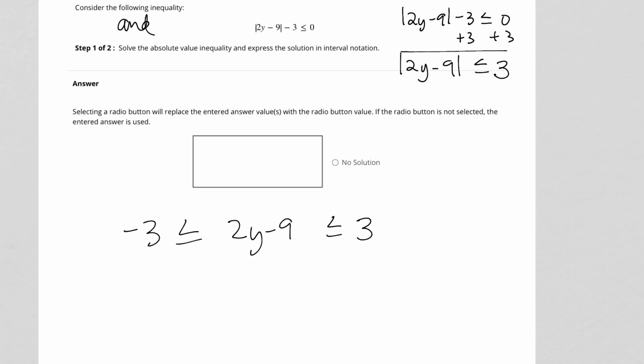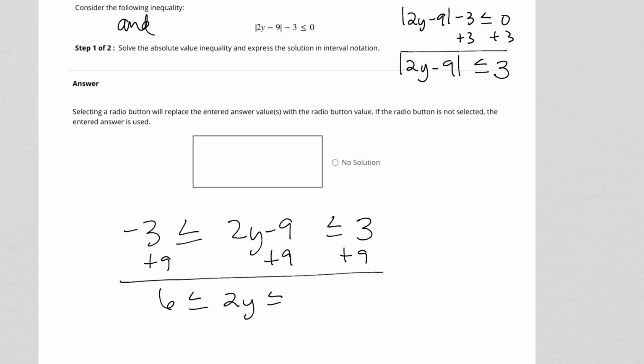I'll take those out. And I'm going to solve this by adding 9 to all 3 pieces. That gives me 6 is less than or equal to 2y is less than or equal to 12. Then I'm going to divide by 2 on all 3 pieces, which gives me 3 is less than or equal to y is less than or equal to 6, which tells me in interval notation my solution is going from 3 to 6, and it includes the points, so it will have brackets.